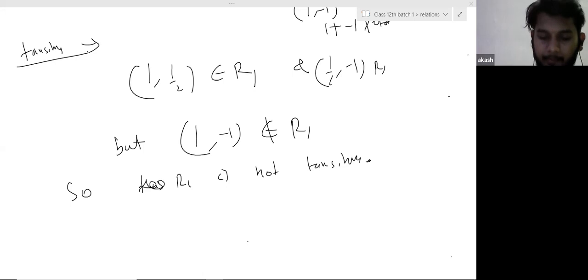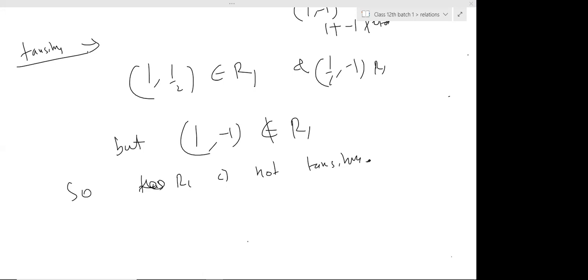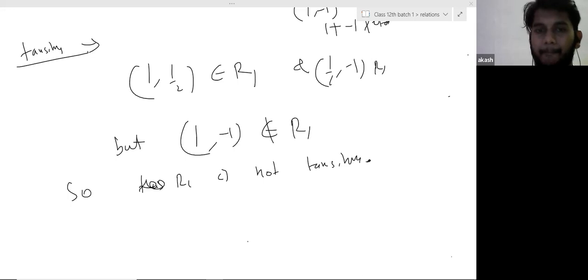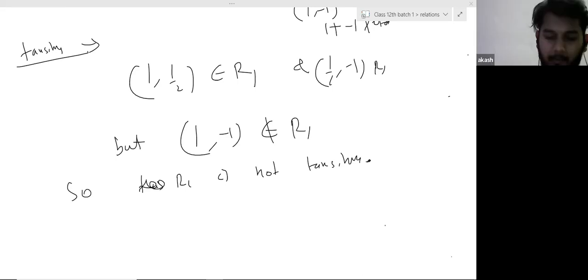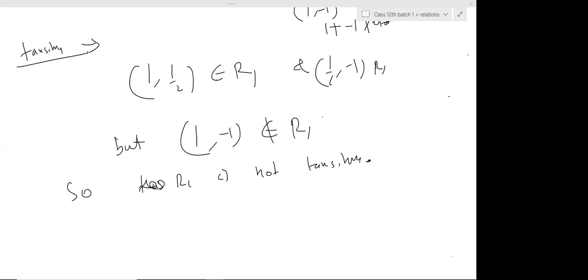Which question do you want? The fifth one, second part, I mean B. Can you read the question, Krishna? R is equal to x comma y, where x is wife of y. We have to determine whether each of the following relations is reflexive, symmetric, or transitive.